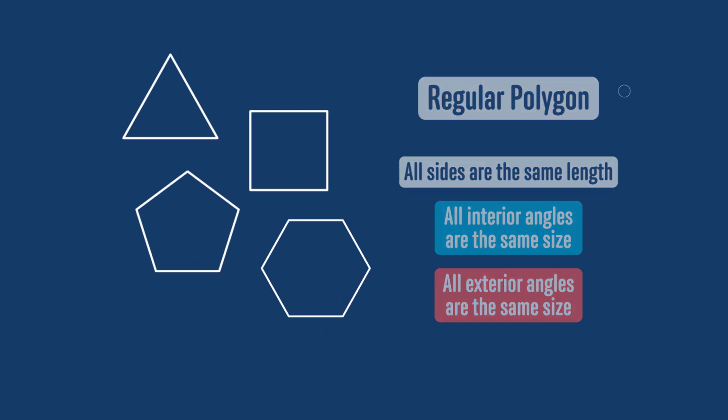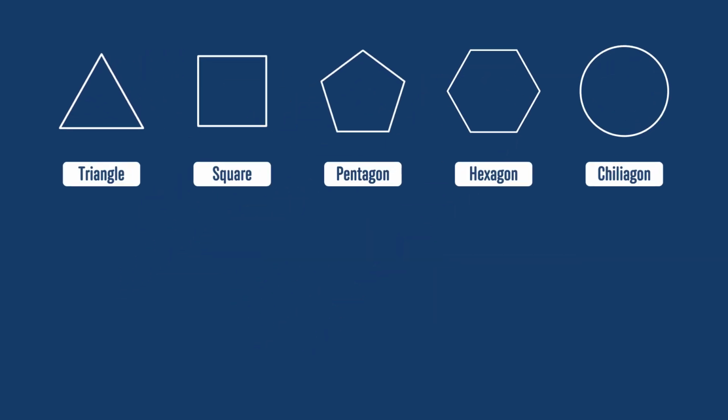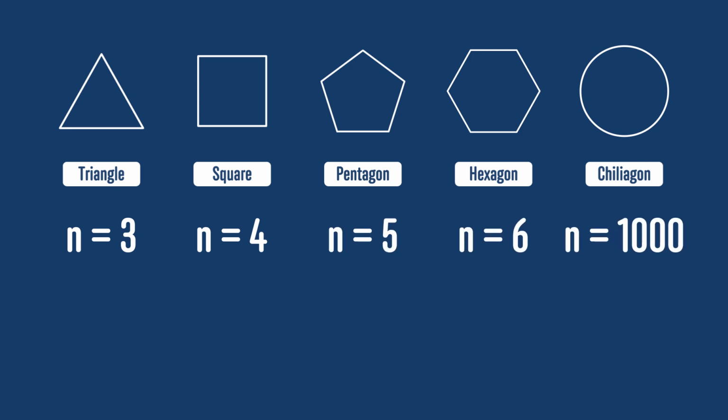We're going to use the letter n to represent the number of sides of the polygon. The triangle has 3 sides, so n equals 3 for the triangle. The quadrilateral has 4 sides, and so n equals 4 for the quadrilateral. For the pentagon, n equals 5. For the hexagon, n equals 6, and so on.